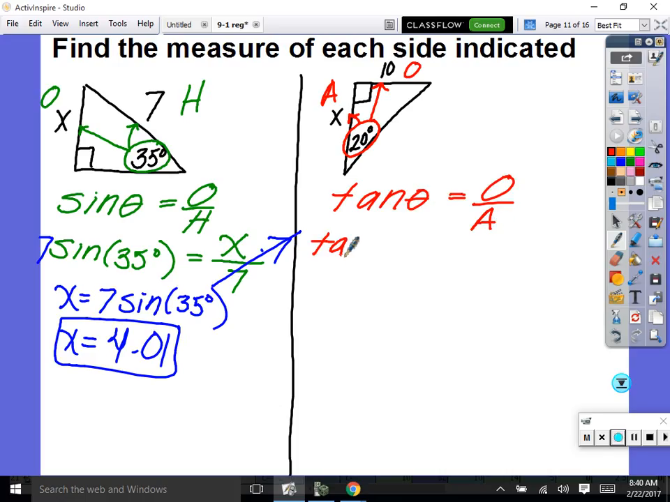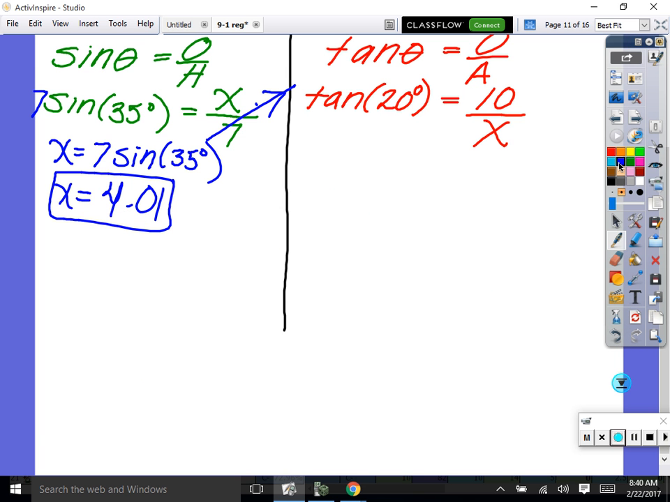Plug in everything we know. So tangent of theta is 20 degrees, equals opposite, which is 10, over adjacent, which is x. Look at my algebra. Now it's just algebra to solve for x. What should I do here? Should I multiply by 10? No, because then that's 100. That'd make it worse. What should we do?